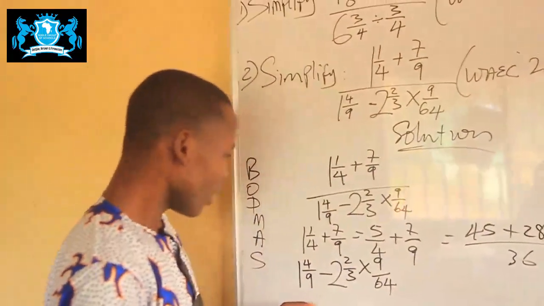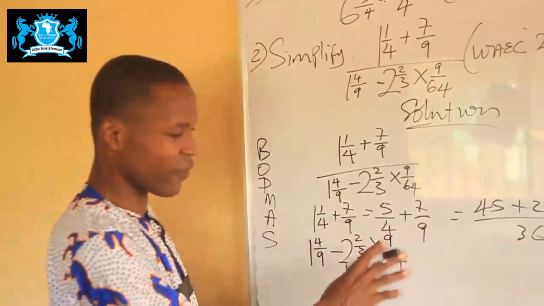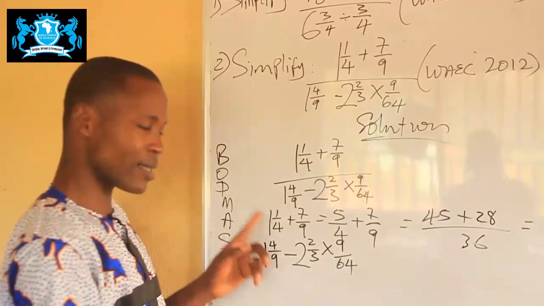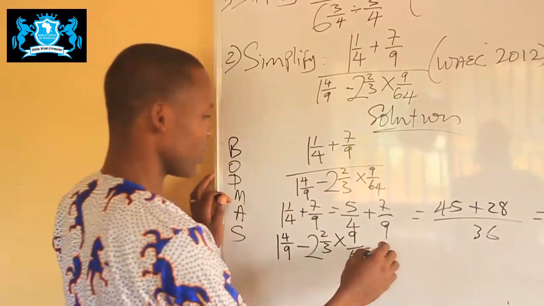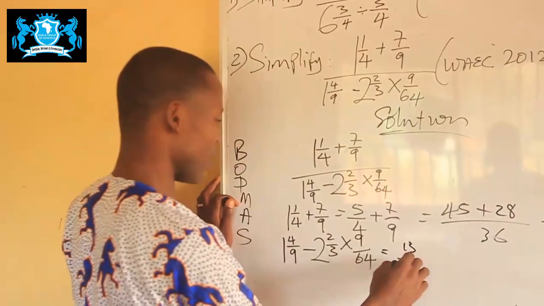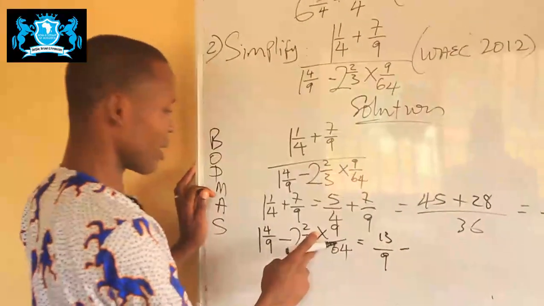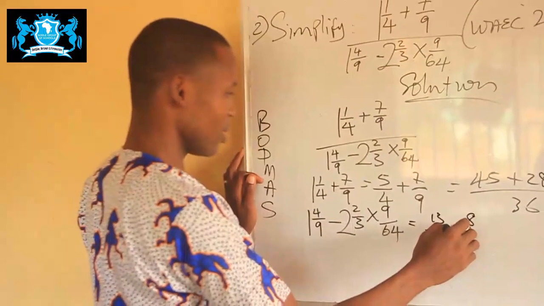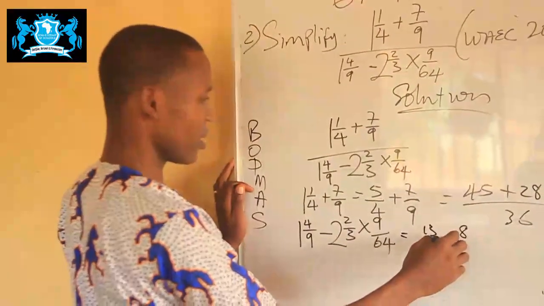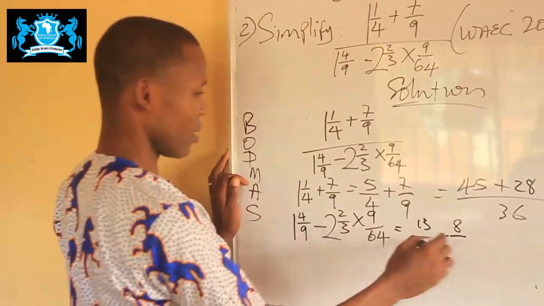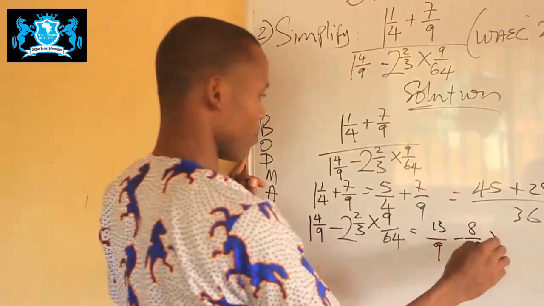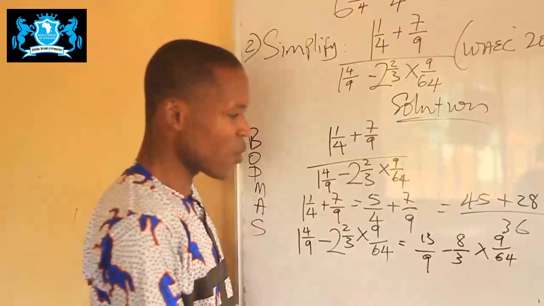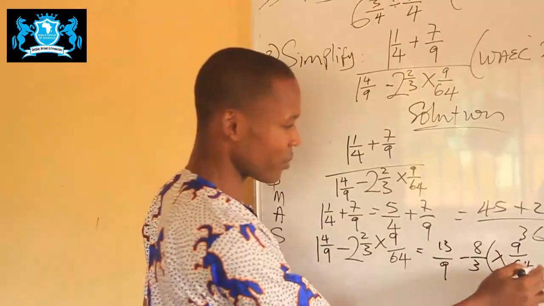Now, let us change these mixed fractions to improper fractions. 9 times 1 is 9, 9 plus 4 is 13, so we have 13 over 9 minus 3 times 2 is 6, 6 plus 2 is 8, so 8 over 3 multiplied by 9 over 64. But we will not be solving this one for now.